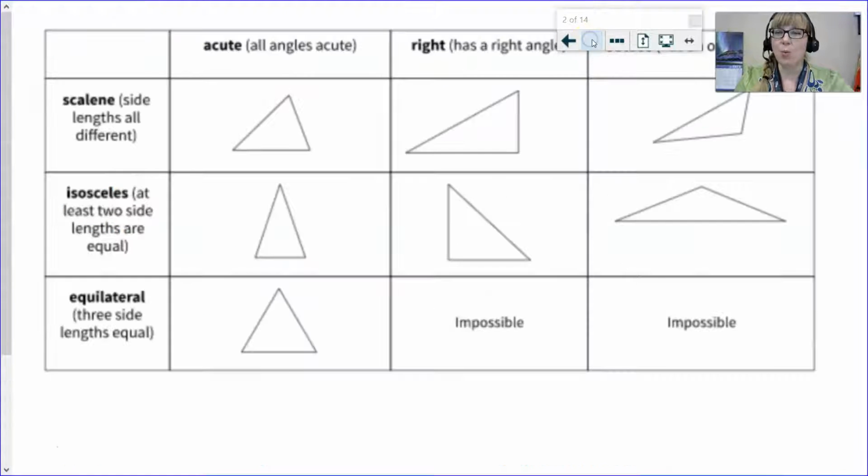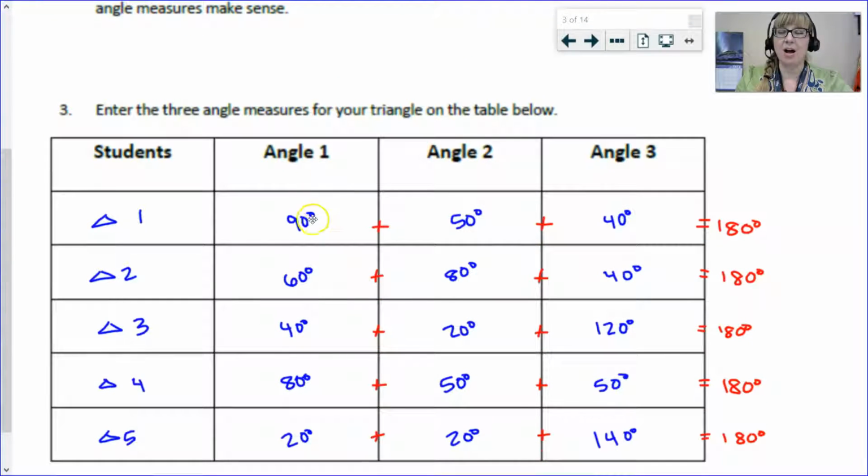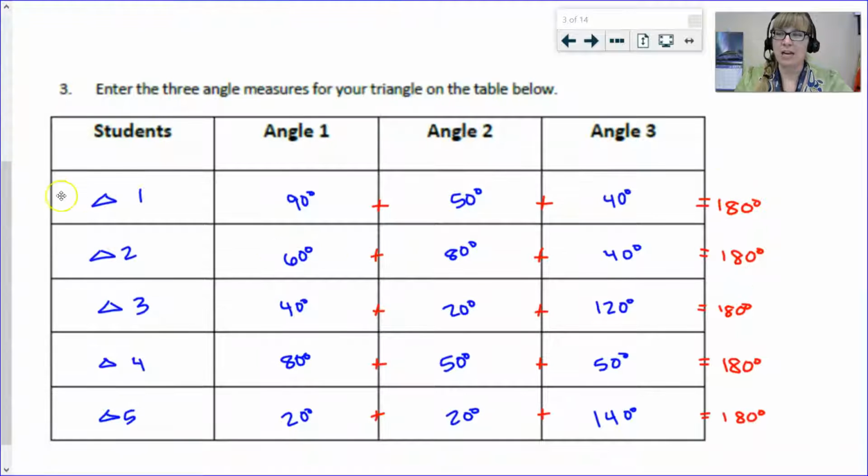After that, we looked at different triangles and saw that each one of the triangles all had angles that added up to 180 degrees. Here were the 5 different triangles and each of their angle measures, and every one of them added up to 180. We asked the question, is it just these triangles or is it all triangles?